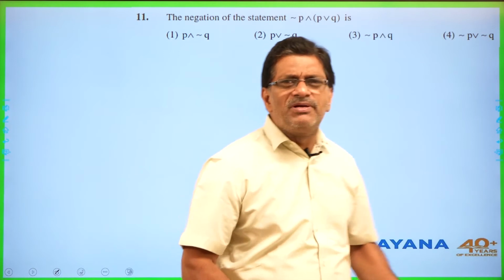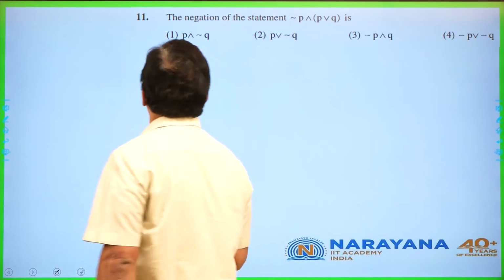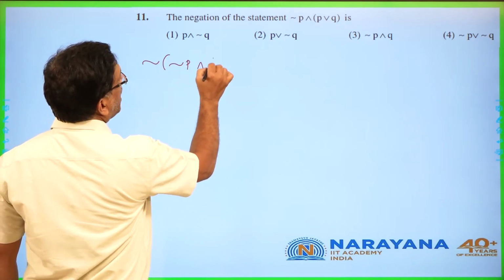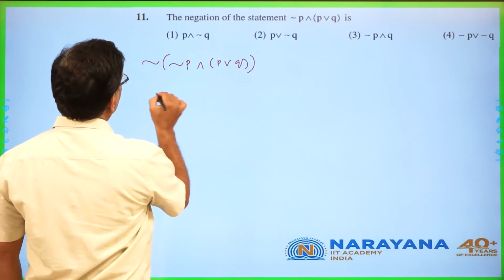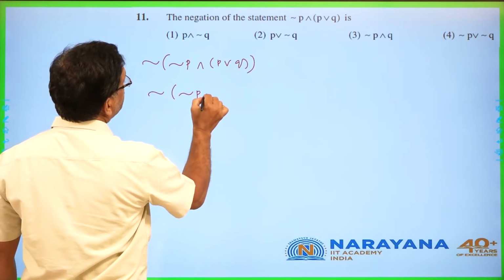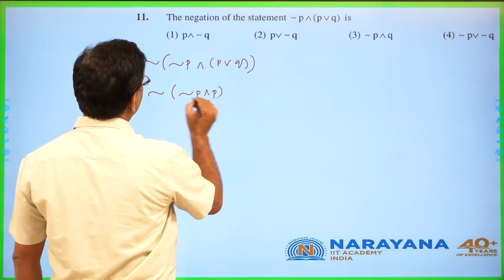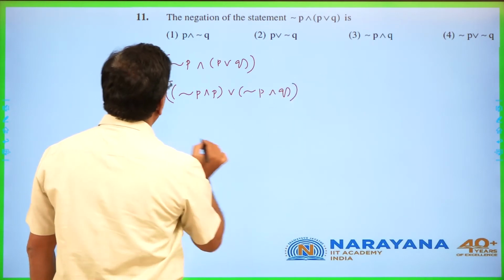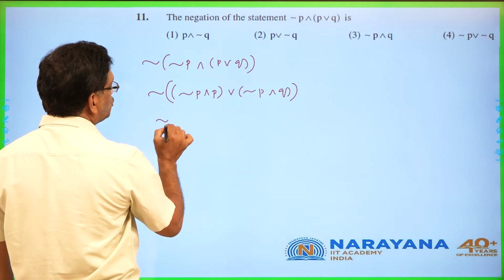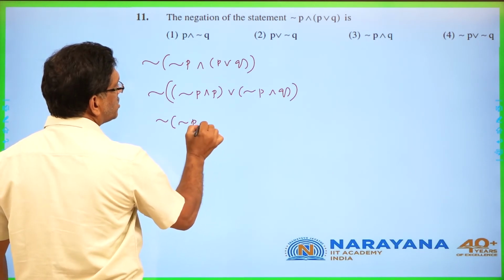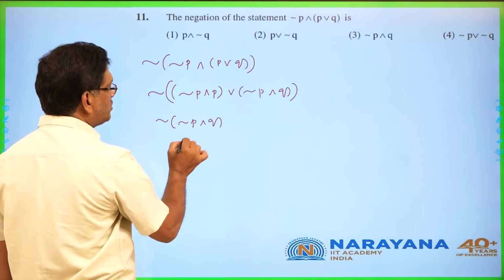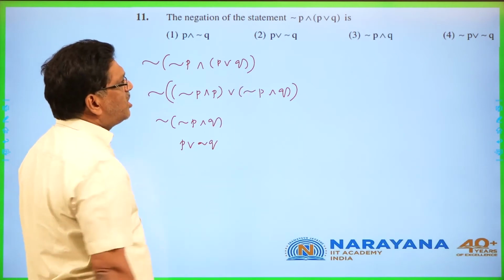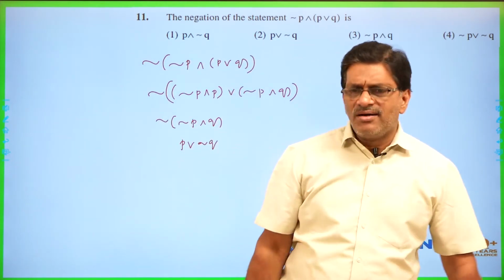It is a small simple problem given on statements like this. Negation of P and P or Q. This is negation of P and P or negation of P and Q. But this is not possible, so it will not be there at all. Negation of P and Q. Now negation of this one, P or negation of Q. Right? That is the option. You can check it out. Question number 11. Simple.